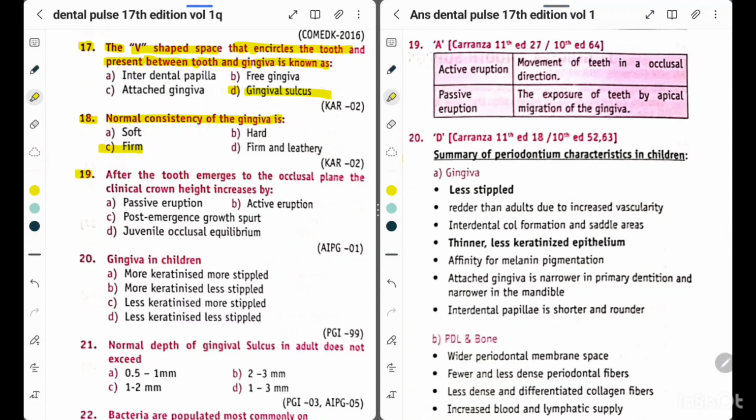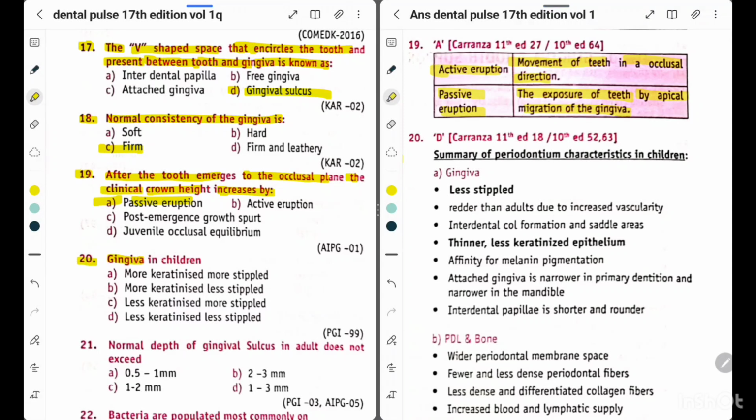Now question 19. After the tooth emerges to the occlusal plane, the clinical crown height increases by: option A, passive eruption; option B, active eruption; option C, post-emergence growth spurt; or option D, juvenile equilibrium. So its answer is option A, passive eruption. Explanation: active eruption is movement of teeth in the occlusal direction, and passive eruption is the exposure of teeth by apical migration of the gingiva. So answer is passive eruption.